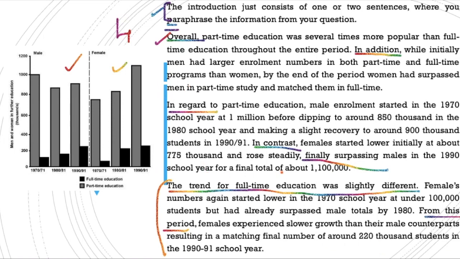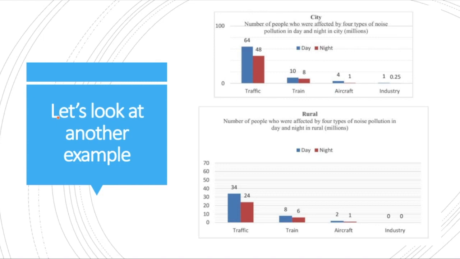We have already discussed the answer to it. Let's look at another example now. So this chart illustrates a number of people who were affected by 4 types of noise pollution in day and night in cities, and in rural areas in the year 2007. So I'm actually reading it from the question. How do you analyze? You first of all take a look at the data, the x-axis and the y-axis.